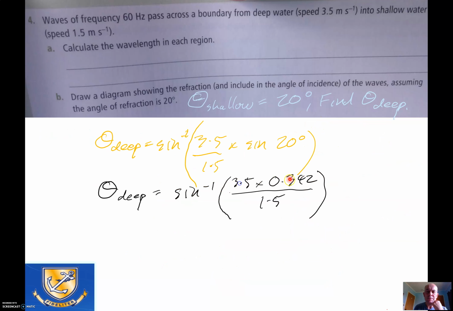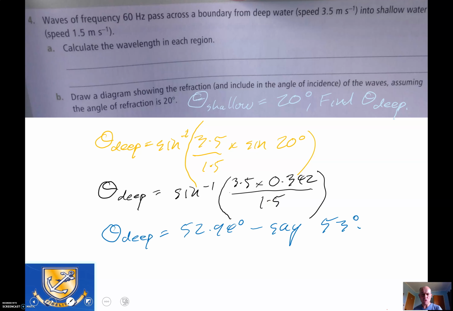So inverse sine of, now the sine of 20 is 0.342. If I multiply that by 3.5 and then divide by 1.5, I get about 0.9ish, and the inverse sine of that is 52.94 degrees. Sorry about my 4, it looks a bit crook. Say 53 degrees. So that's worth knowing. Now we know that the angle in the deep water is 53 degrees. We are nearly there.